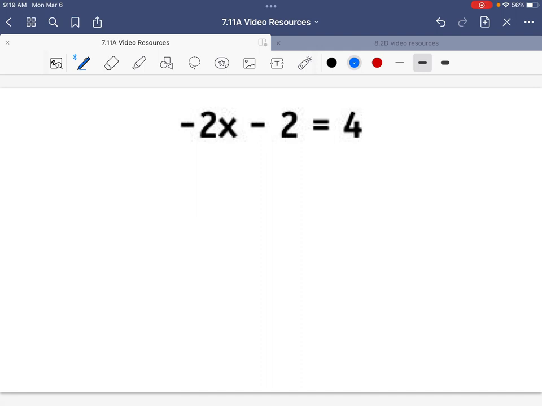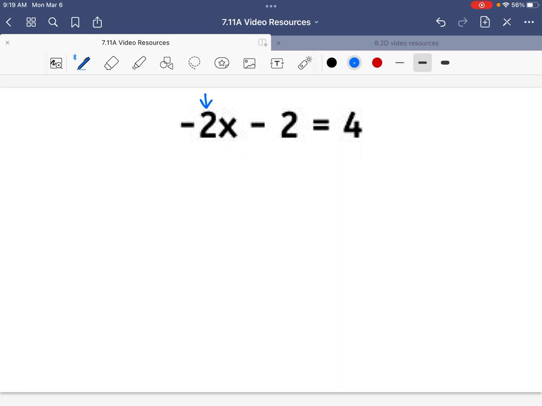All right, guys, today we are still solving our two-step one variable equations. Only now, if we look at it, we see that we have a negative coefficient. So remember, coefficients are the numbers in front of our variables. So -2 is my coefficient.